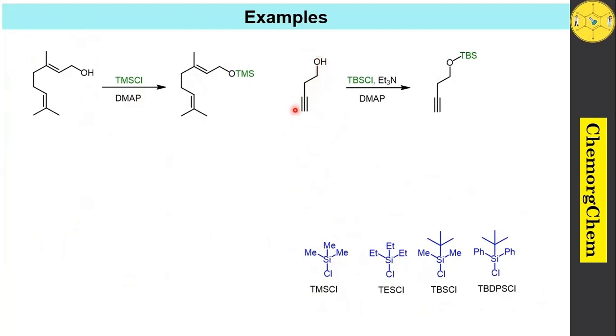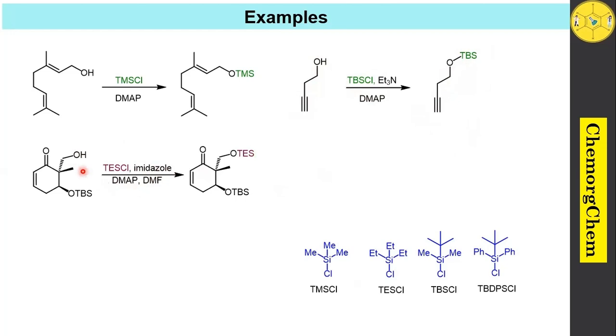Similarly, when you take this alcohol and react with TBS chloride, it readily produces this corresponding TBS-protected alcohol derivative. And here you see triethylsilyl chloride is also useful for this reaction. When you take this alcohol with triethylsilyl chloride and imidazole reaction conditions, it readily produces this corresponding TES-protected alcohol. Here imidazole plays a similar role as triethylamine. So let's see some other examples.